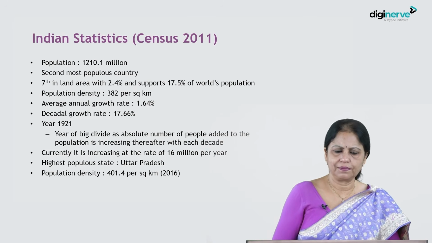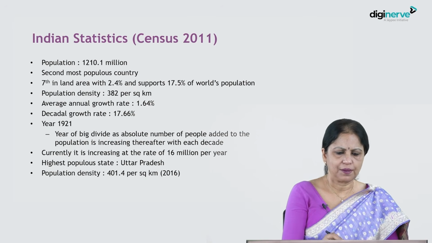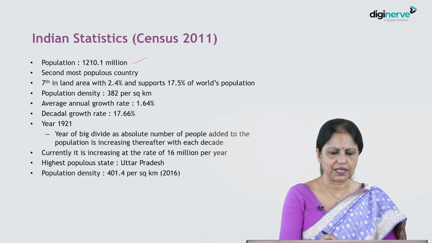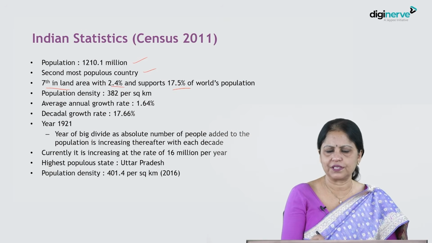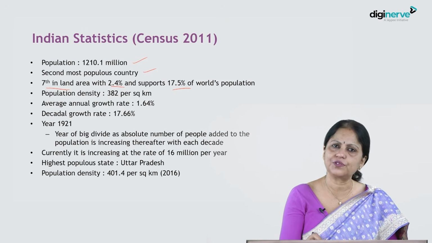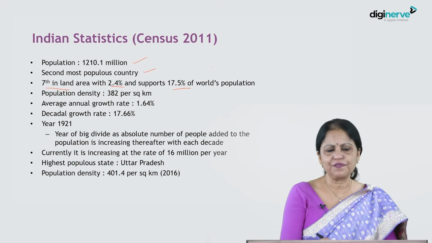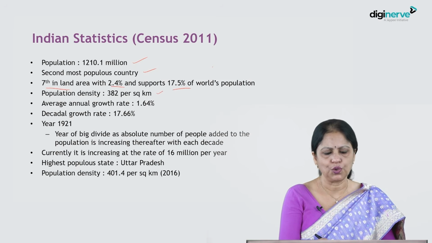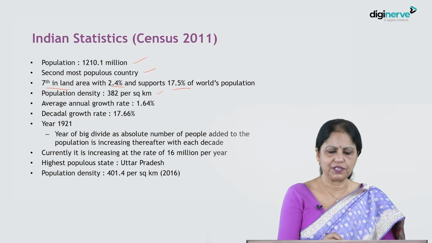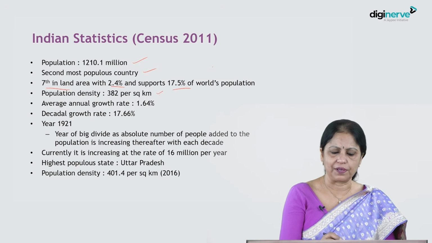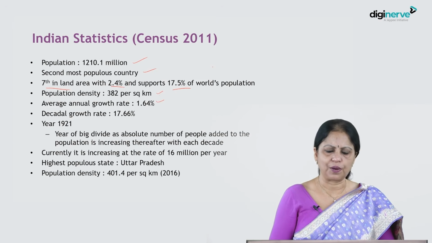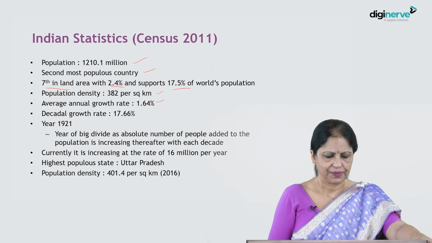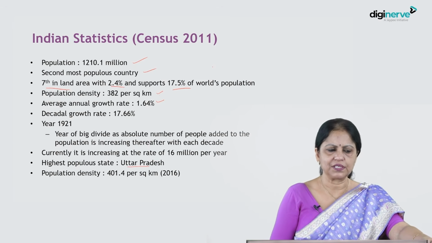So this gives some Indian statistics. Population, I've already told you, it is the second most populous country. It is 7th in land area. 2.4% and 17.5%, these figures you have to remember. Density of population is 382 per square kilometer, that is 382 people per square kilometer. Average annual growth rate is 1.64%. And the highest populous state is Uttar Pradesh.